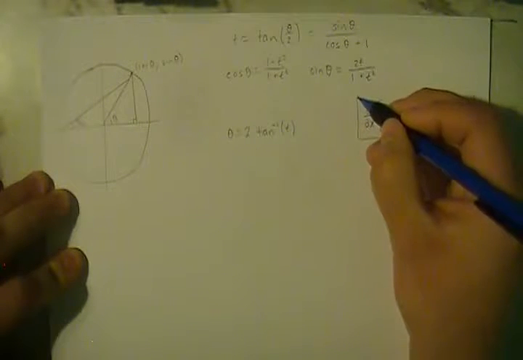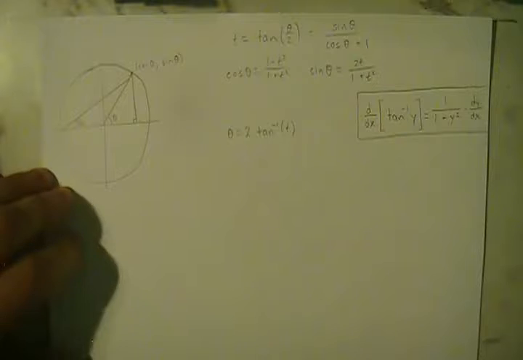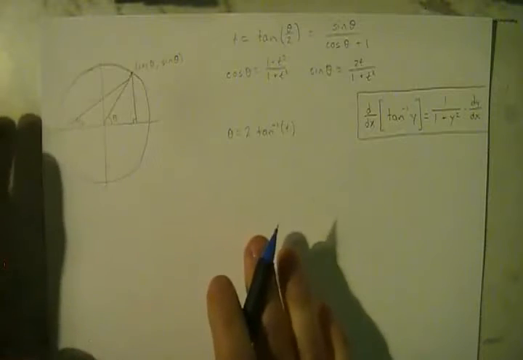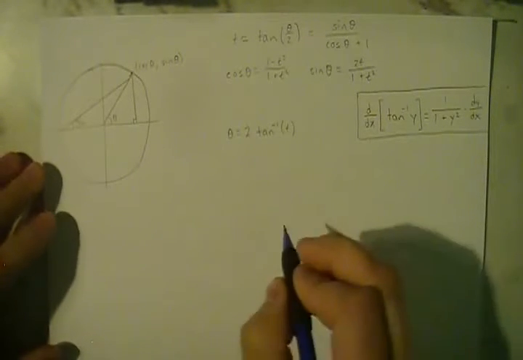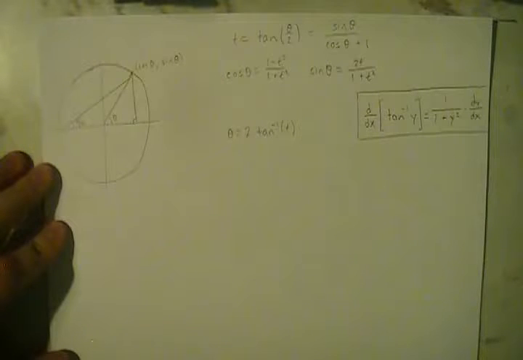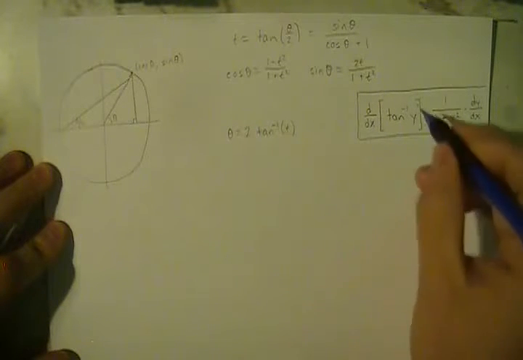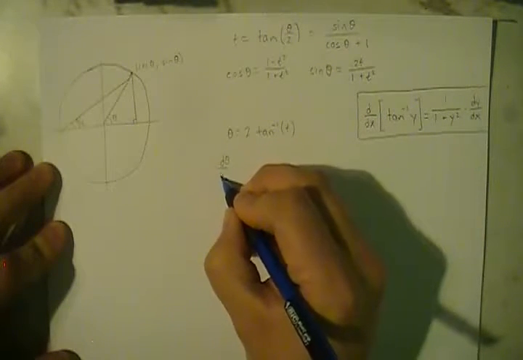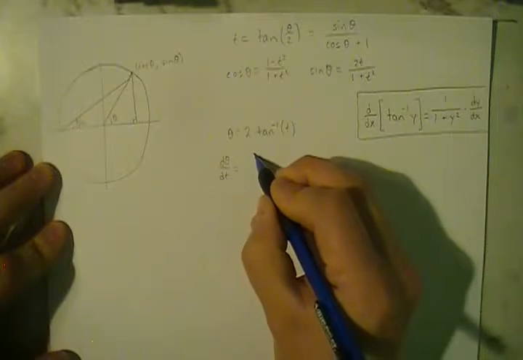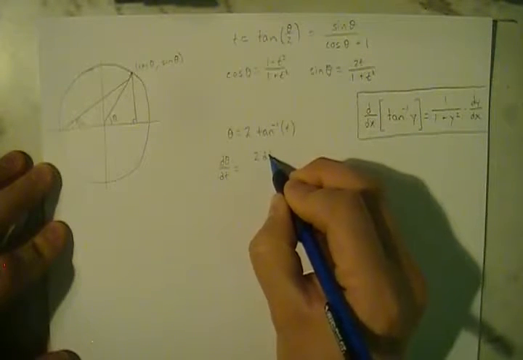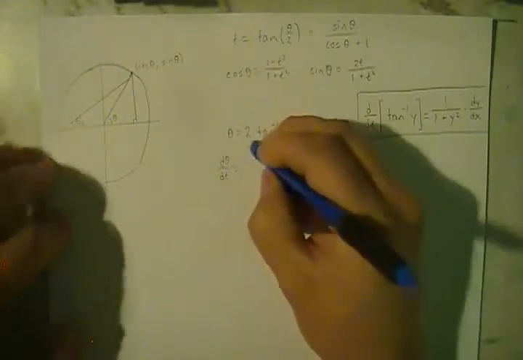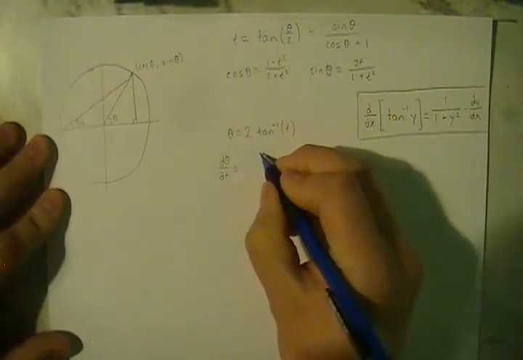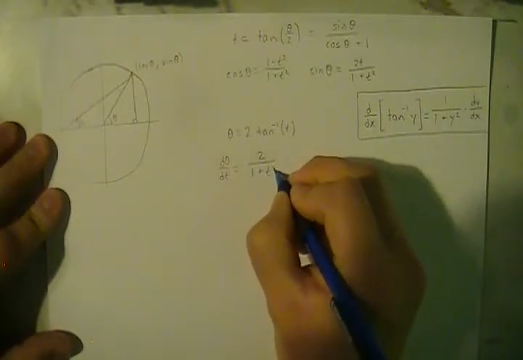Like I said, I'll make more videos on this topic later, so that we can better understand its application. But the purpose of this video is just to describe this method of evaluating these trig functions with these parametric formulas. So I'm going to use this fact here, and take the derivative of theta with respect to t. So d theta dt should be equal to 2 times 1 plus t squared.